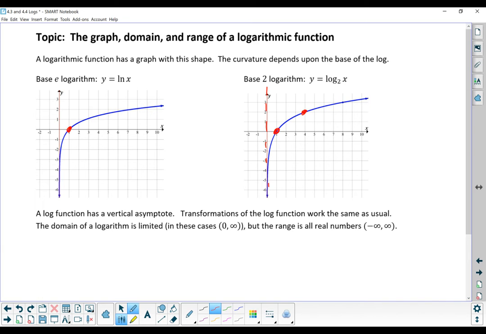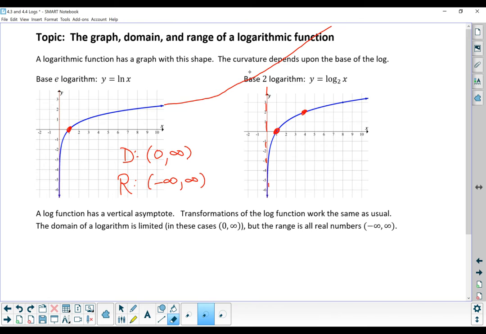The domain for a log, because of that vertical asymptote, is going to be limited. So the domain of this one would be from 0 to infinity. But the range for a log graph is all real numbers. Like I said, it's not going up very quickly, but it does keep going up. So eventually, not very fast, but eventually it will take on all those different y values.